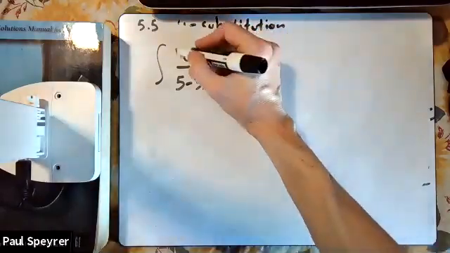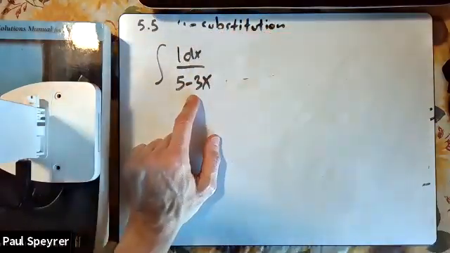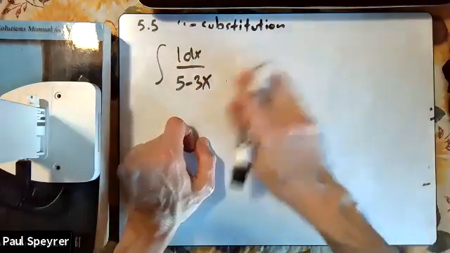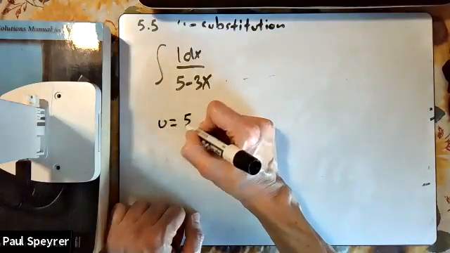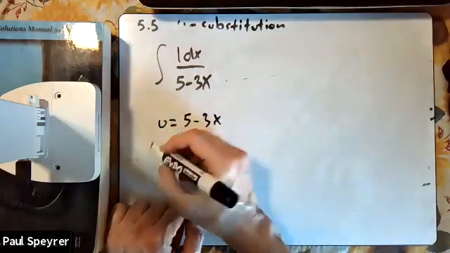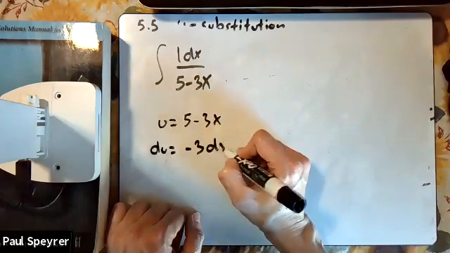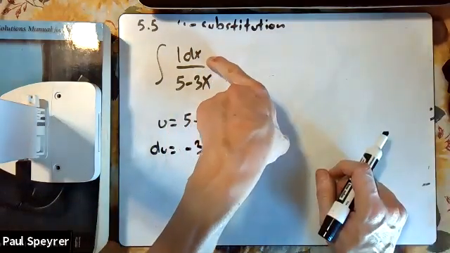Should I let u be the top or the bottom? The bottom is the only thing that really has some kind of stuff going on with it. So let's see what happens. If I let u equal 5 minus 3x, what's du going to be? That's just -3 dx. Okay, well, there's the dx in the problem.